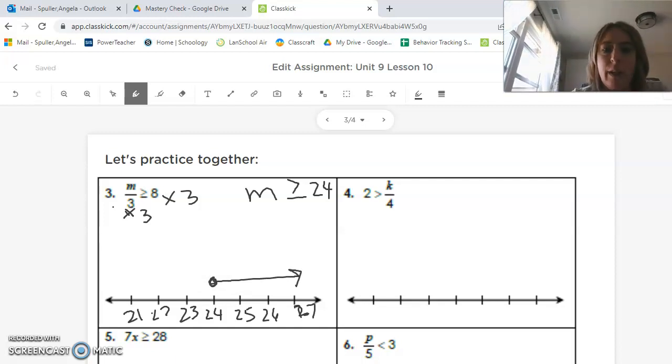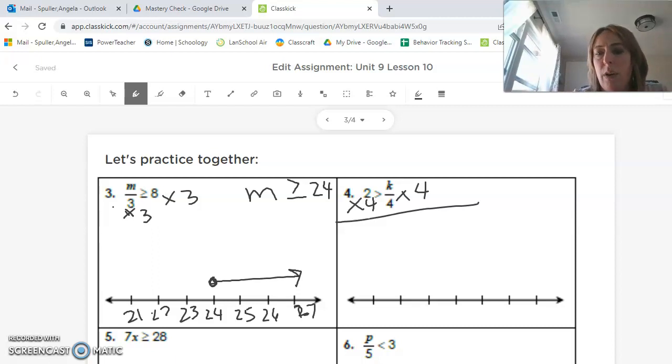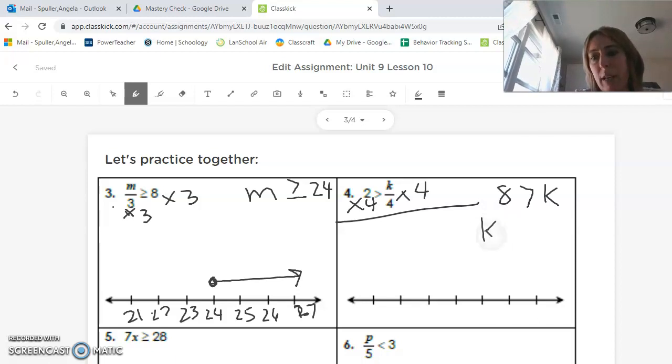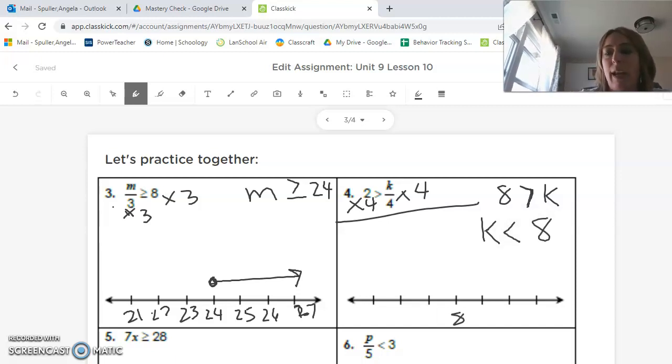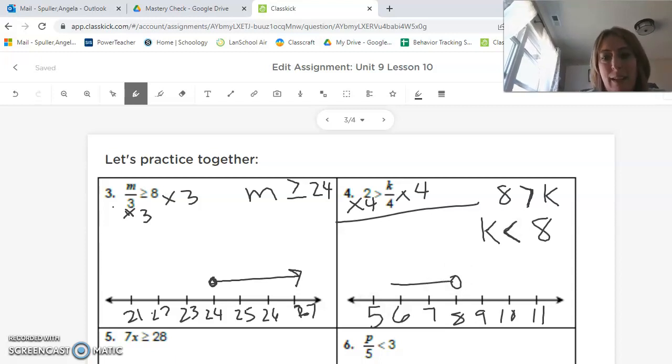All right, so here's another division. So I'm going to multiply by 4, multiply by 4. So 8 is greater than k. Now, to make it easier, I like to flip it around so the variable's in front. But remember, it has to stay less than, so the k has to have the less than 8. This makes it easier because I can go 8, 9, 10, 11, 7, 6, 5, and I can put my open circle and see that it's less than going this way.